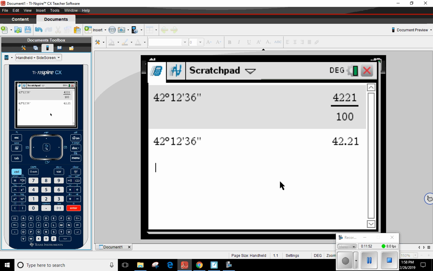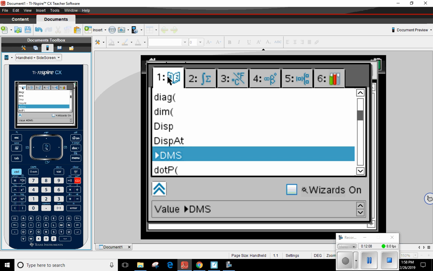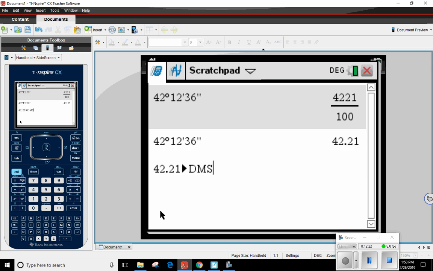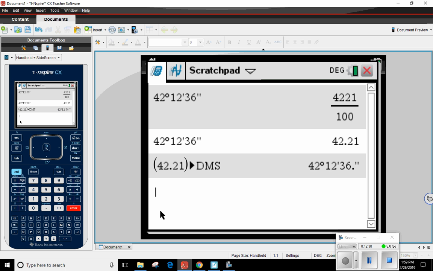Now, if I have a degree measure and I want to go to degrees, minutes, seconds, let's just take this one right here, the 42.21. Once you type it in, this button right here, the open book, the catalog, you're going to click it, and you're going to want the first tab open. If the first tab isn't open, you can use the touch pad on your calculator or your mouse, highlight it, and push it. So you're going to want DMS. What do you think that stands for? Degree, minutes, seconds. So you type in your degree measure, put in DMS, the command, and it gets you right back to degrees, minutes, seconds.